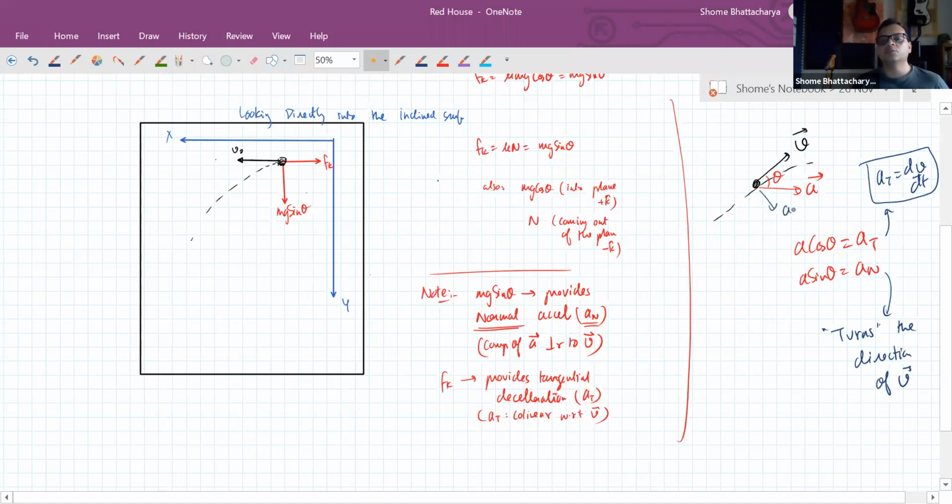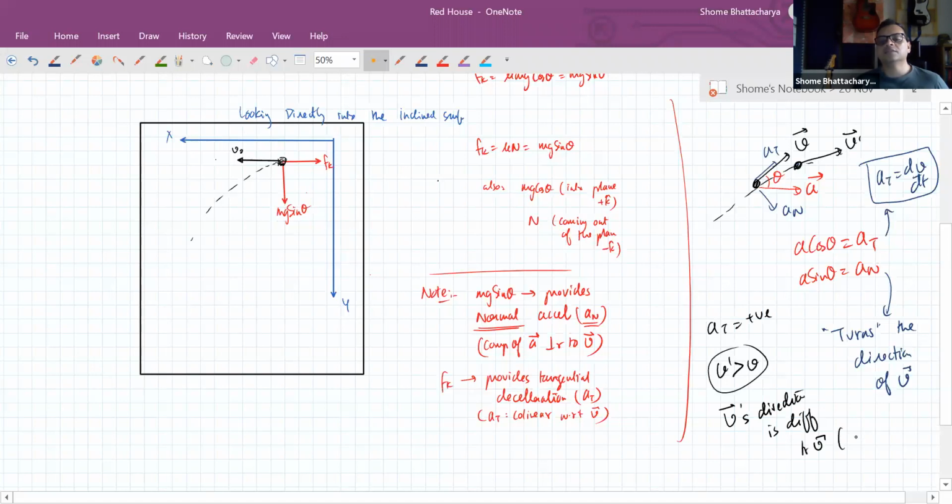So both the things are happening simultaneously. Because of the normal component of acceleration, the velocity vector next is going to turn in direction. But because of the tangential component of acceleration, the velocity vector is also going to change in magnitude. So next moment when we look at the particle somewhere here, the magnitude of velocity has also changed. V prime is greater than V because tangential acceleration is positive, and also v prime's direction is different to v because of the normal acceleration. So that kind of thing is happening here.